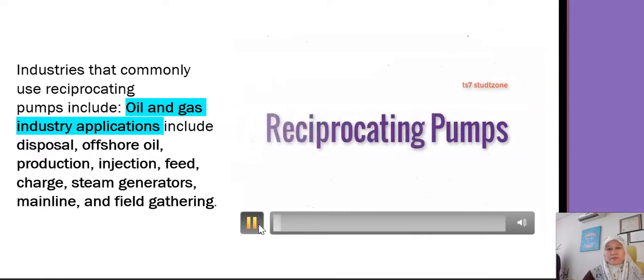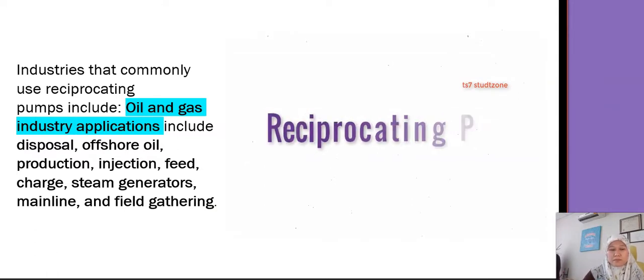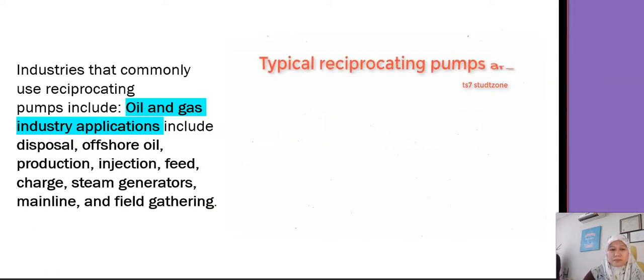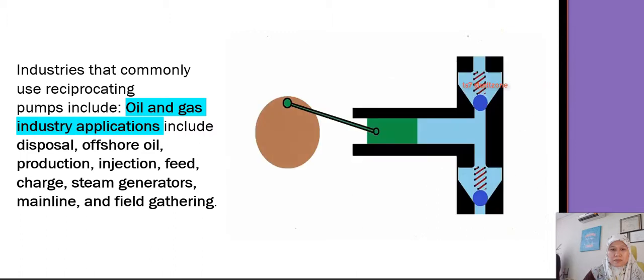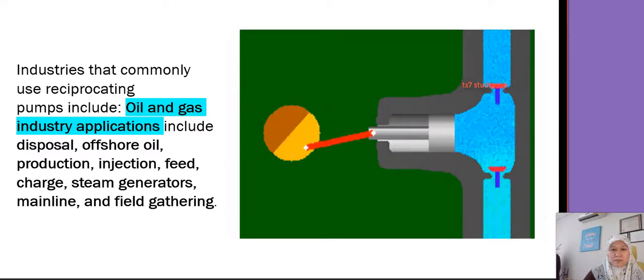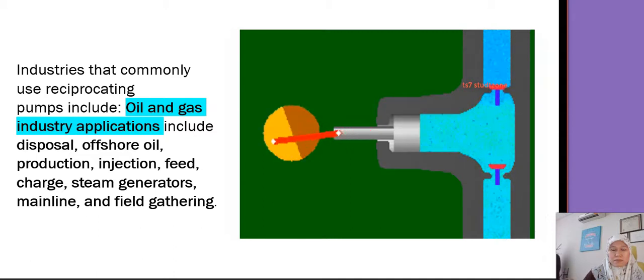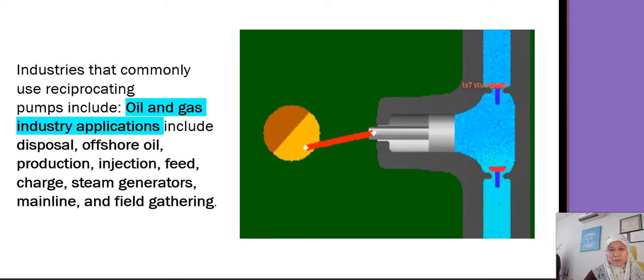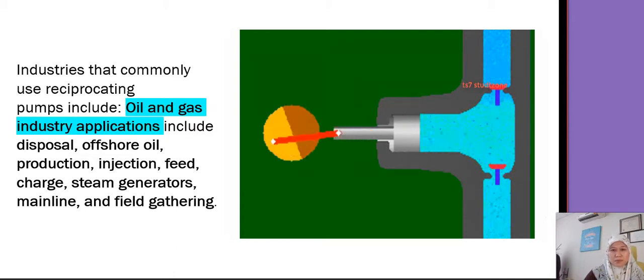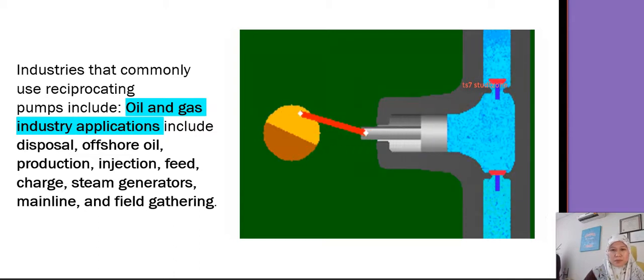Hi friends, in this video we cover what is reciprocating pumps. Typical reciprocating pumps are plunger pumps, diaphragm pumps. Plunger pumps consists of a cylinder with a reciprocating plunger in it. In the head of the cylinder the suction and discharge valves are mounted. In the suction stroke the plunger retracts and the suction valves opens, causing suction of fluid into the cylinder. In the forward stroke the plunger push the liquid out through the discharge valve.